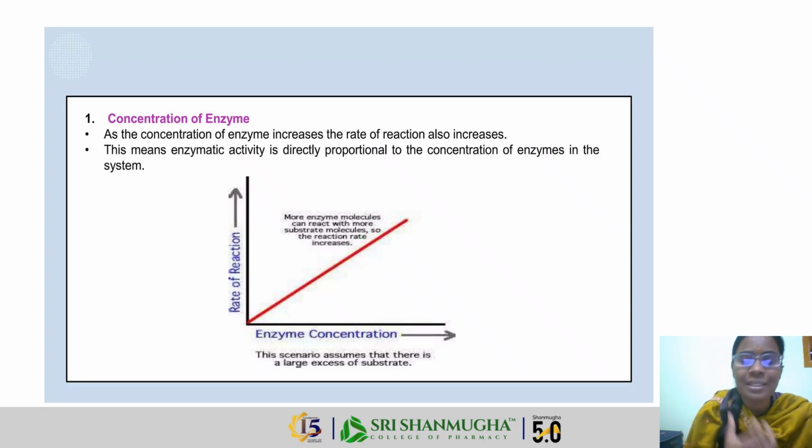As the concentration of enzyme increases, the rate of reaction also increases. This means enzymatic activity is directly proportional to the concentration of enzyme in the system. The more enzyme molecules there are, the more substrate molecules can react, so the reaction rate increases.